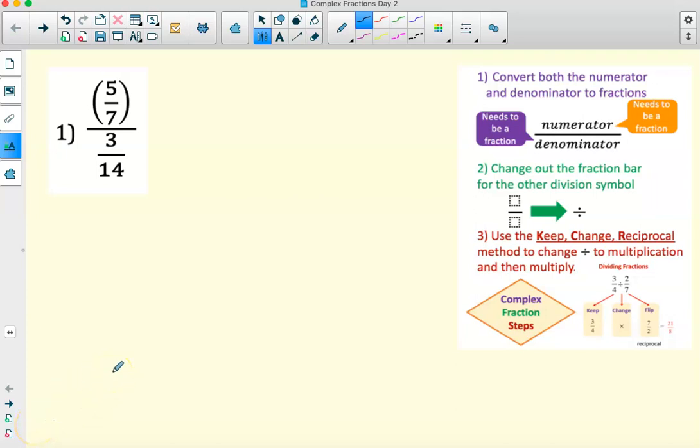In this video, we're going to be reviewing complex fractions. Remember, a complex fraction is when you have a fraction that contains a fraction. Step 1 when we're solving a complex fraction says convert both the numerator and denominator to fractions. Both the numerator and the denominator are already fractions, so step 1 has already been completed for us, really.